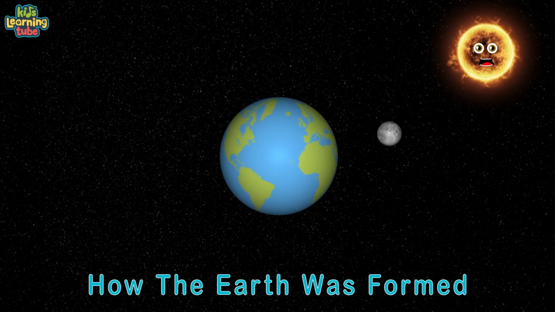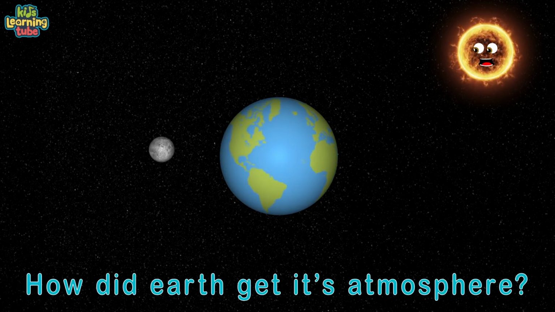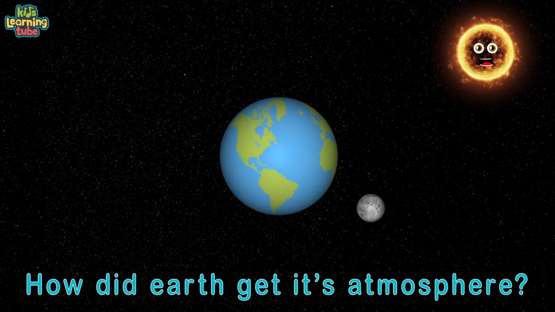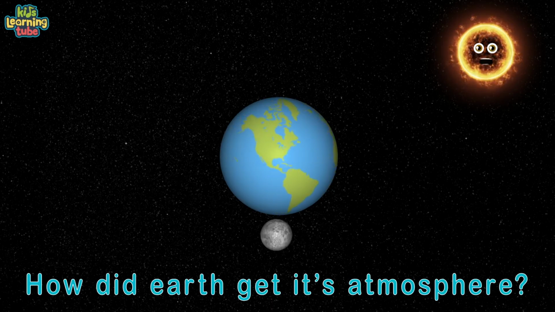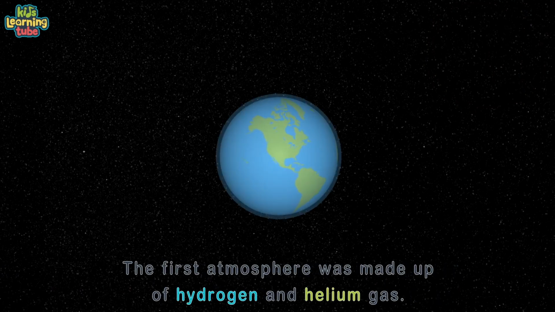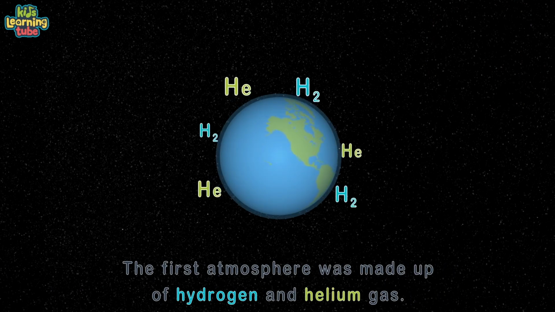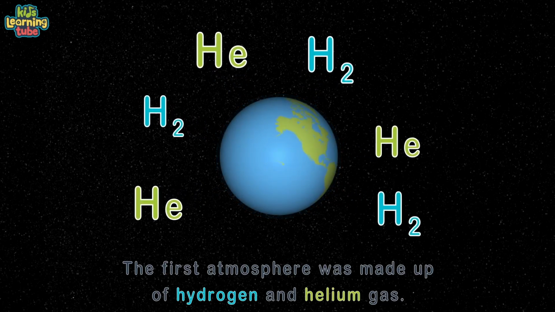How did Earth get its atmosphere we have today? There are three basic atmospheric hypotheses still used to this day. The first atmosphere was made up of hydrogen and helium gas. These molecules move so fast they escape Earth's gravity into space at last.